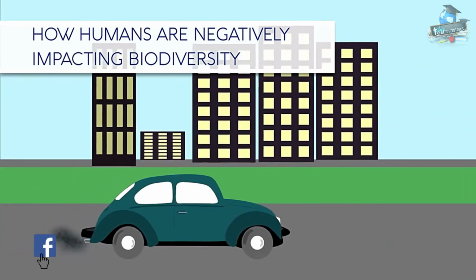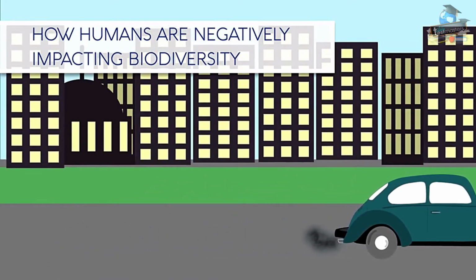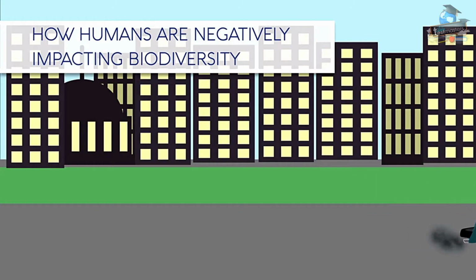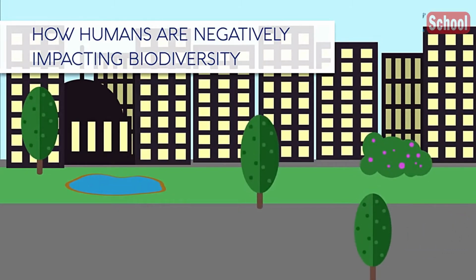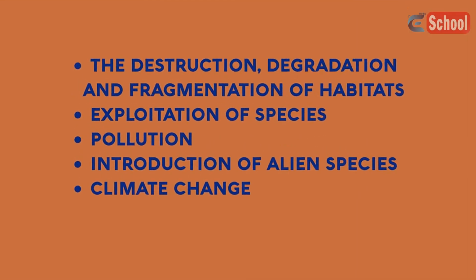Human activities are reducing biodiversity. Our future depends upon maintaining a good level of biodiversity, and so we need to start taking measures to try and stop the reduction. In this video, we're going to look at how humans are negatively impacting biodiversity. Here are some of the main human-induced threats facing biodiversity.